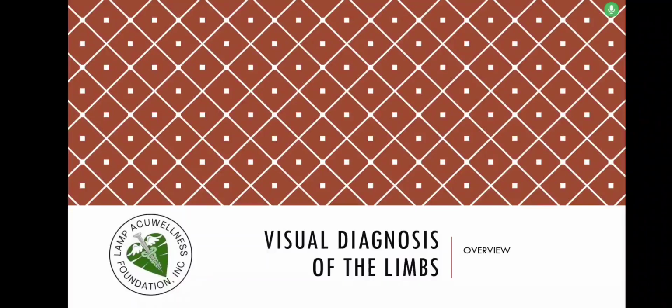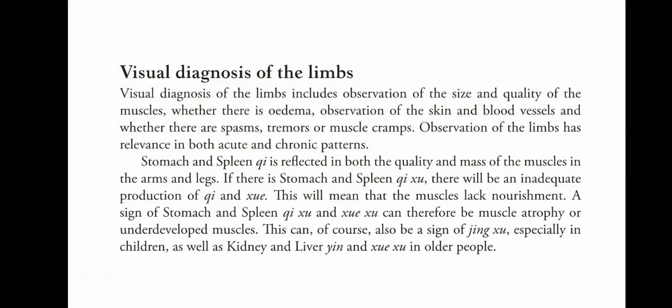Let us now go to the overview of visual diagnosis of the limbs. Visual diagnosis of the limbs includes observation of the size and quality of the muscles, whether there is edema, and observation of the skin and blood vessels, and whether there is spasms, tremors, or muscle cramps. Observation of the limbs has relevance in both acute and chronic patterns.